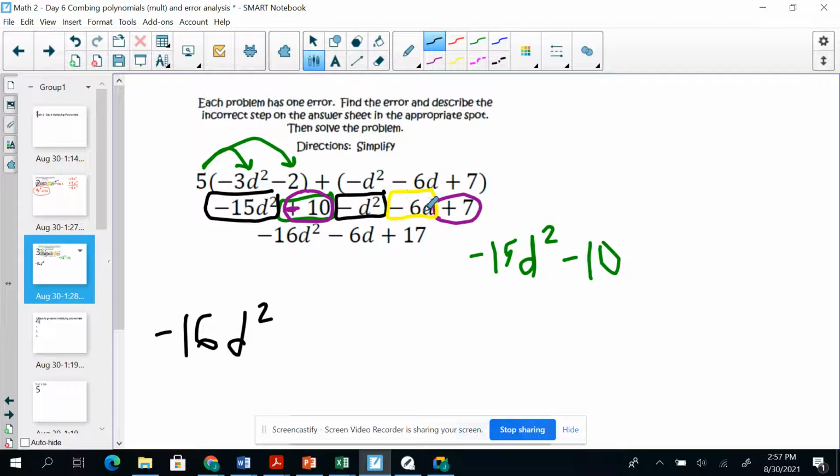squared. Then you want to do your d by itself, so d to the 1 power. So minus 6d. Sorry for the handwriting, guys. And then at the very end, minus 10 plus 7 is going to give you a minus 3. Because if you owe me 10 and you pay me 7, you still owe me 3. I always like to think of minuses and negatives as owing money, because I don't mess up as much when I'm discussing money. So then this would be your final answer. And your error would have happened in the second line. And they didn't distribute the 5 to the negative 2 would be the error that this person did.